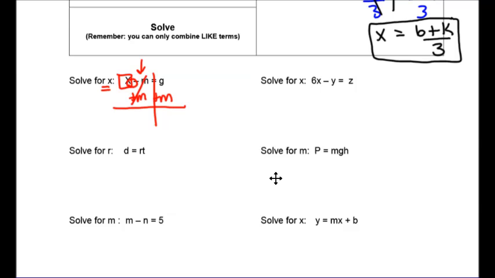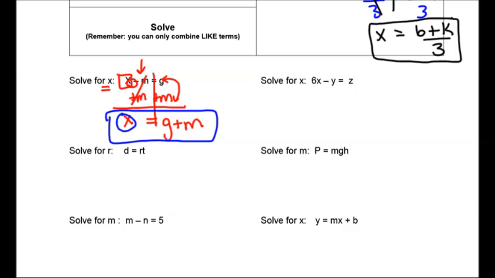These cross off. I bring down my x equals. These are not like terms, so I cannot put them together. So it's g plus m. Now, I want to ask myself, did I get x by itself? Yes, I did. So this right here would be the final answer.